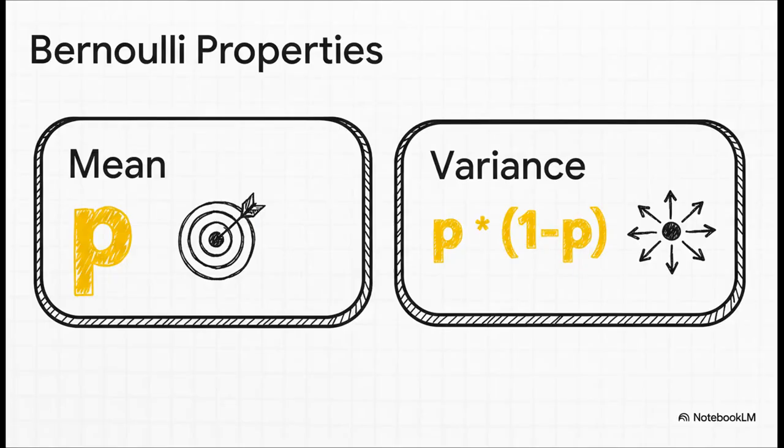And the best part? The math here is super straightforward. The mean, which is kind of like the average result you'd expect over time, is simply p. And the variance, which tells us how spread out the results are, is just p times 1 minus p. It's really elegant in its simplicity.